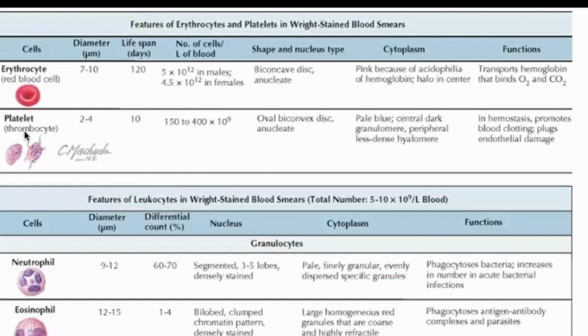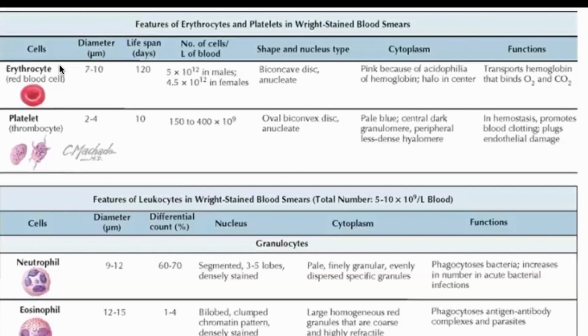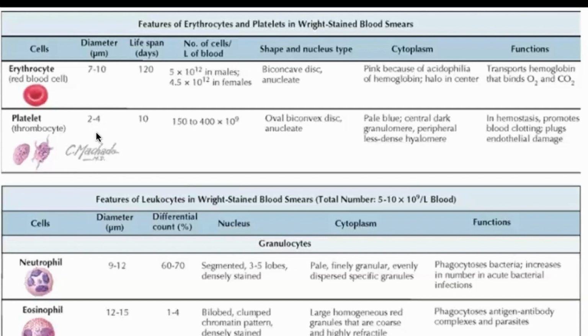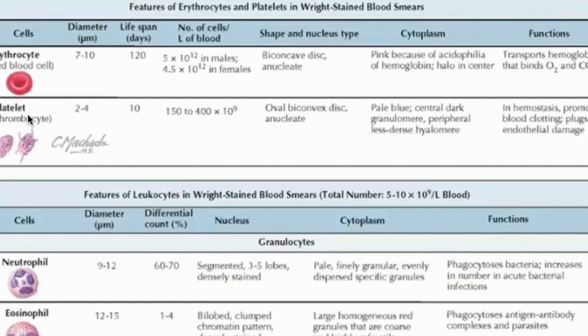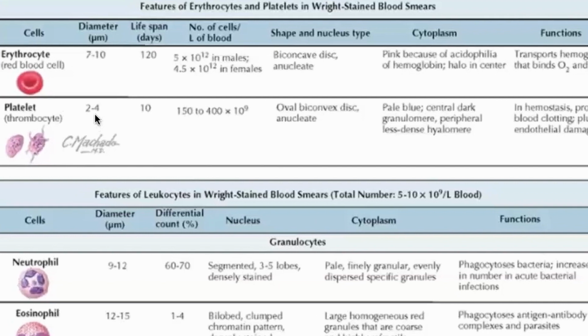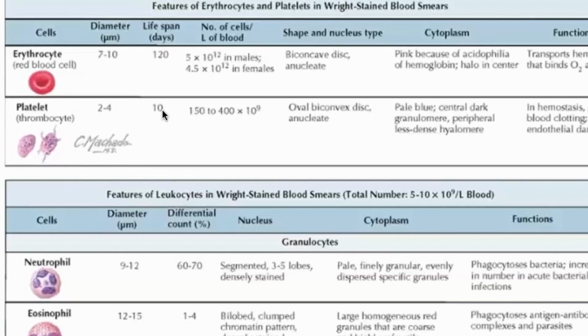Platelets, on the other hand, we call them thrombocytes. They are 2 to 4 micrometers in diameter. The erythrocytes tend to be a little bit larger. Platelets are obviously smaller because remember that they're not really cells, they're just fragments of the megakaryocyte. Their lifespan is 10 days. They are very short-lived, 10 days.